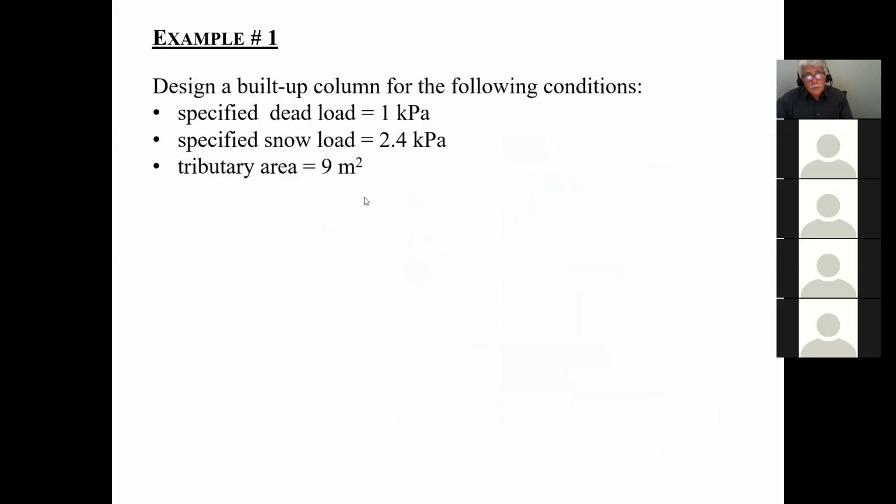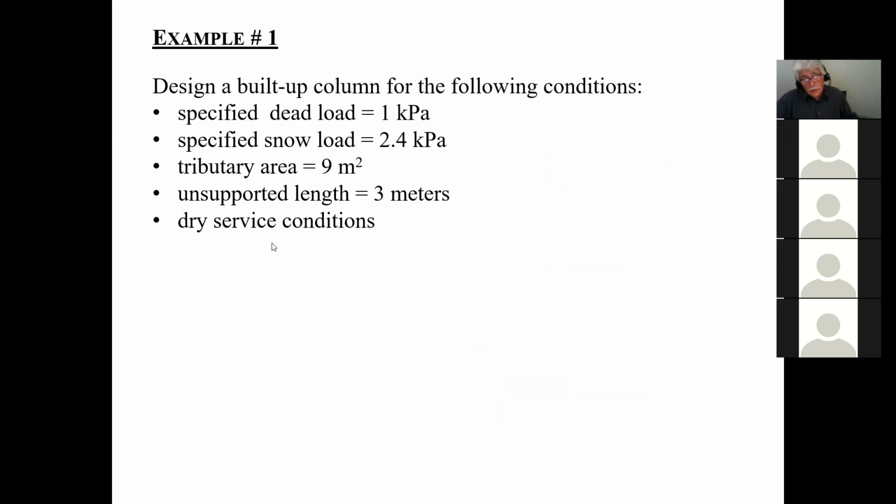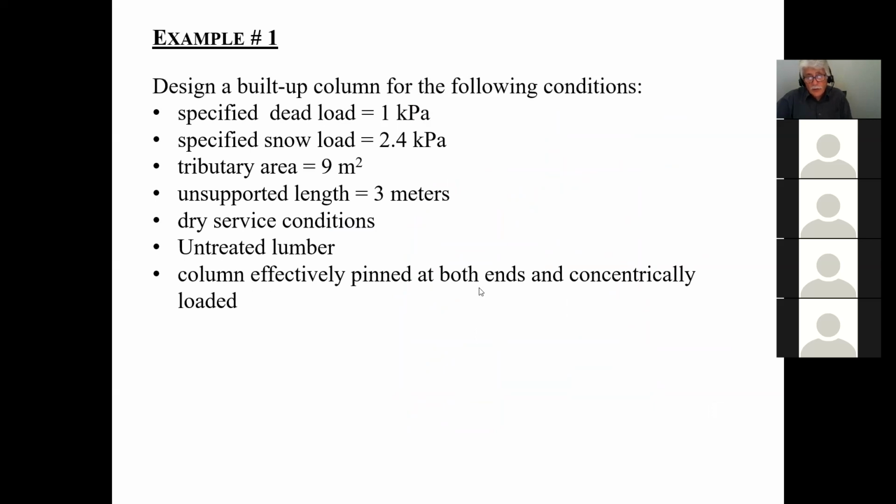So now, the unsupported length of the column is 3 meters, which is reasonable, about 10 feet, okay? And we have dry service condition. Guess what I'm gonna do? I'm gonna give you one where we can go straight to the tables, right? Untreated wood, very nice. Column effectively pinned at both ends and concentrically loaded. Wow, so yes, yes, yes, okay? Use SPF stud grade lumber, which is what you should be using, okay?